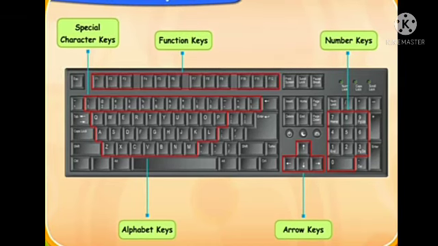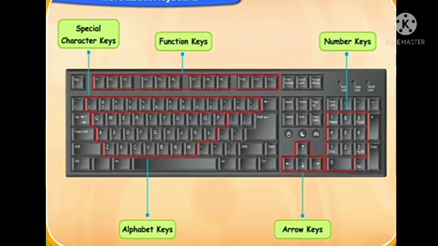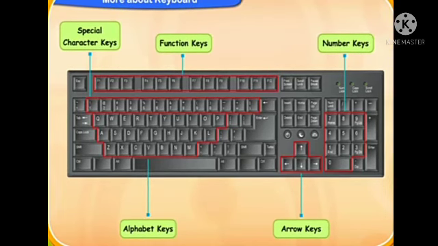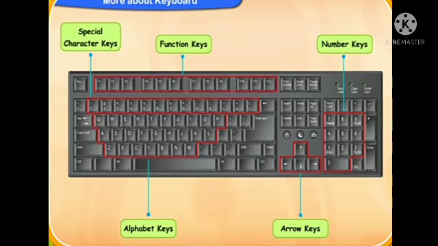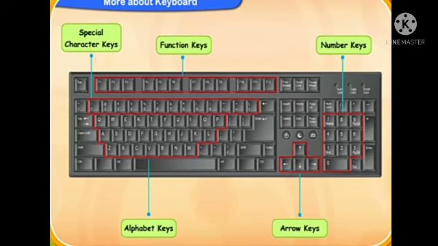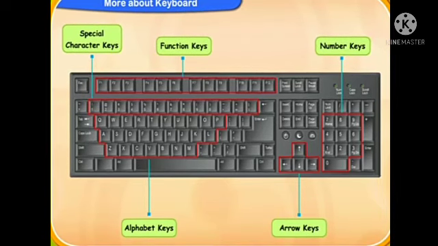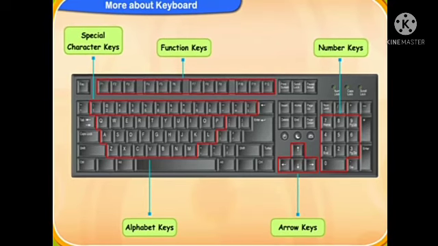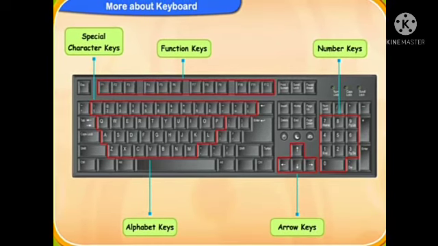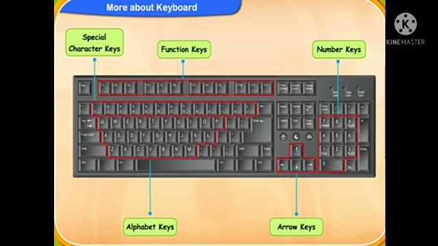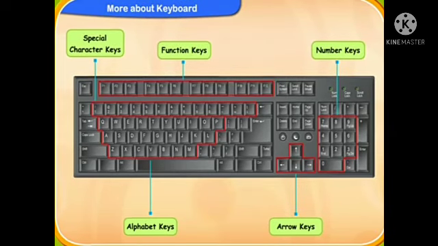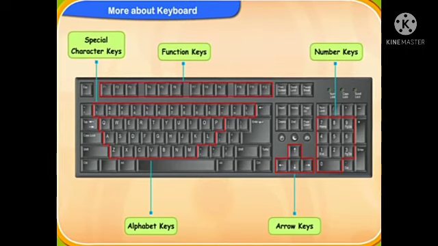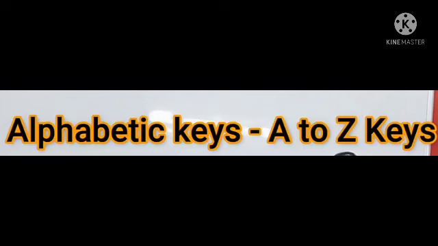First is alphabet keys or letter keys. Second one, number keys or numeric keys. The third one, arrow keys. The fourth one, function keys. And the last one is special purpose keys. Now let's see about the different types of keys one by one.